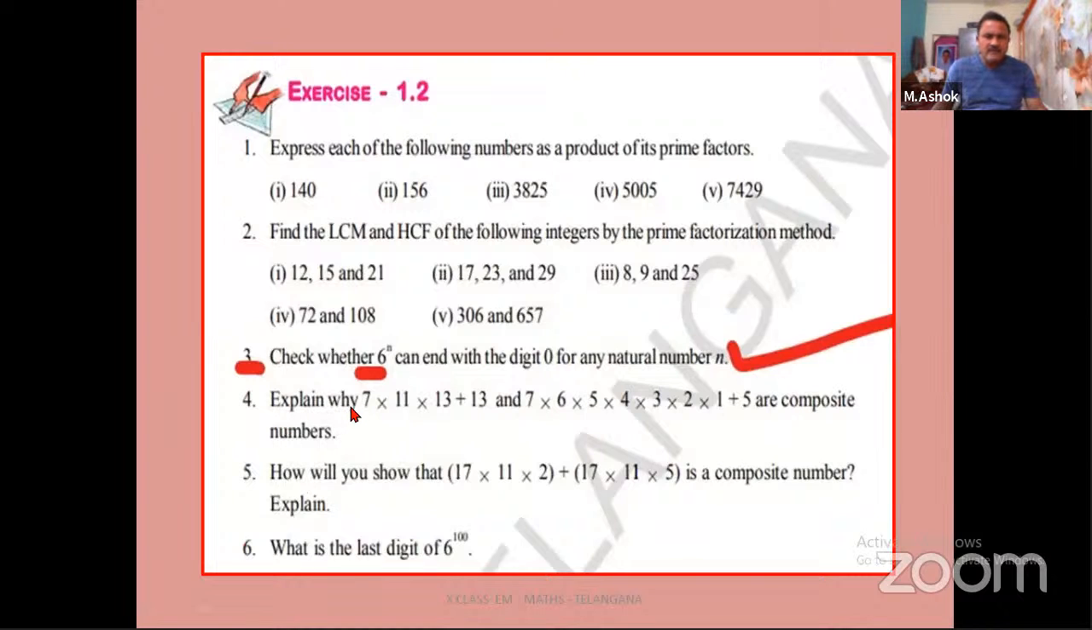Explain why 7 into 11 into 13 plus 13 and 7 into 6 into 5 into 4 into 3 into 2 into 1 plus 5 are composite numbers. So you have to say the reason why these are composite numbers.